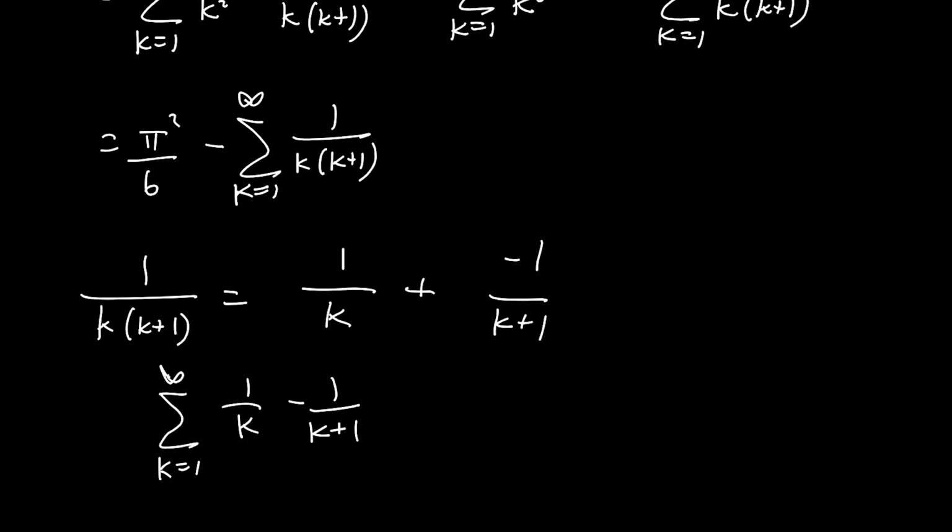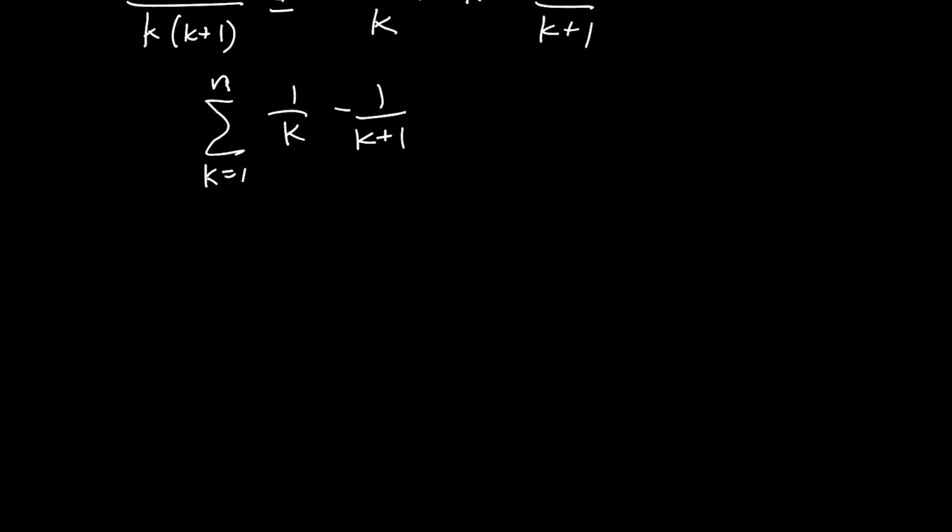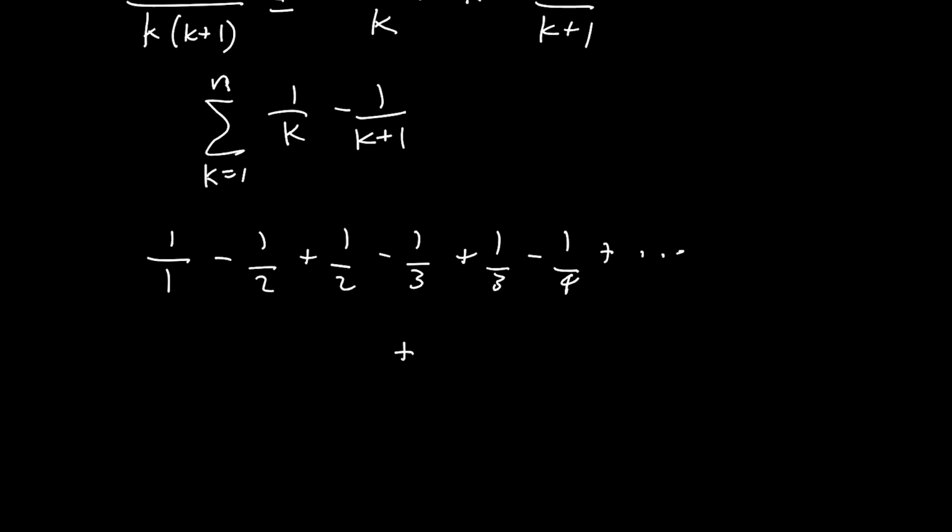So let's consider this as some finite sum first. So say k equals 1 to n. Now if we were to actually write this out, we could write this as 1 over 1 minus 1 over 2. And then when k is 2, we have plus 1 over 2 minus 1 over 3, and then plus 1 over 3 minus 1 over 4, and so on. And then our last term is going to be plus 1 over n minus 1 over n plus 1.